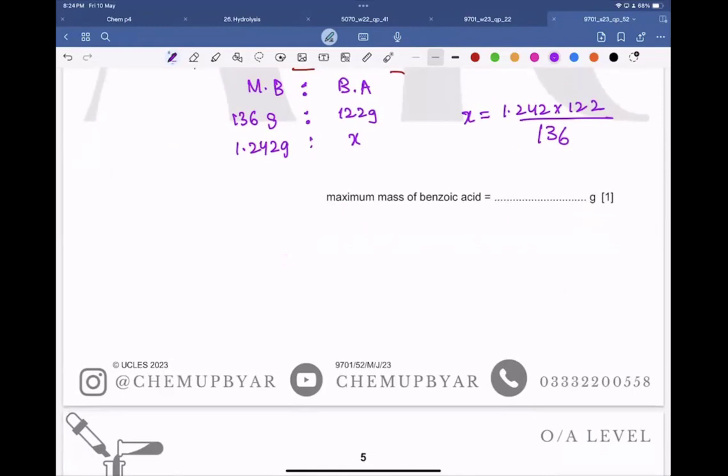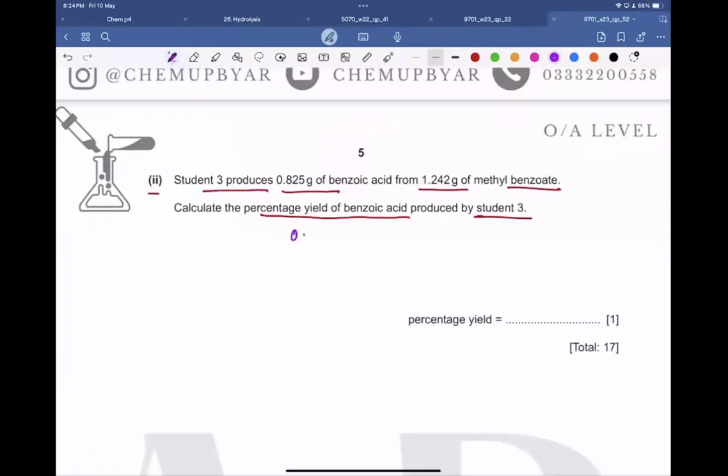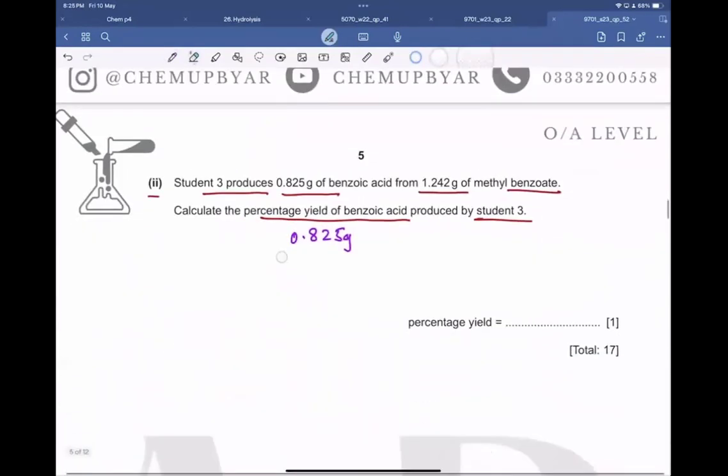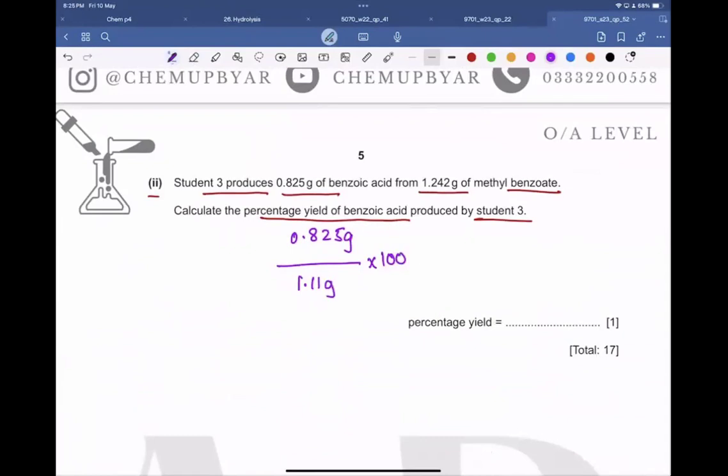Now, next part. Student 3 produces 0.825 gram of benzoic acid from 1.242 gram of methyl benzoate. Calculate the percentage yield of benzoic acid produced by student 3. So if you see, the student has produced this much amount, but from the calculation, we get to know that this much amount of benzoic acid must be formed. That is the maximum mass. So the mass produced from the experiment over the expected maximum calculated mass, multiplied by 100, you will get the percentage. Can anyone calculate the percentage and tell me the answer, please?